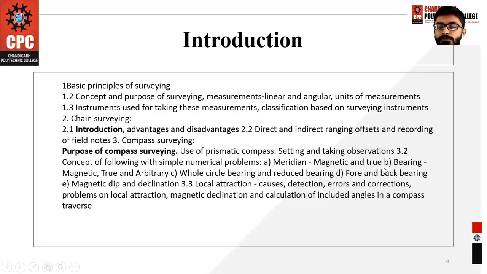And what is the reduced bearing? That means the quadrant. Four quadrants have been made in the reduced bearing, that is 0 to 90 degree, 90 to 180 degree, 180 to 270 degree, and 270 degree to 360 degree. The 360 degree has been divided into four parts. That is the reduced bearing. So you are going to take the angles in case of reduced bearing like that. This was what I was talking about regarding the reduced bearing.